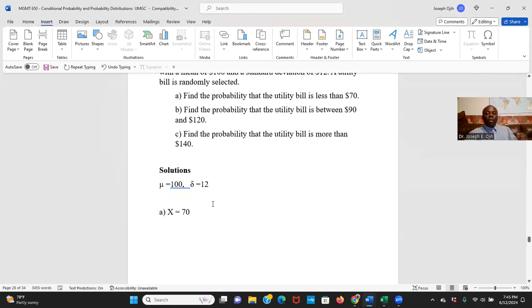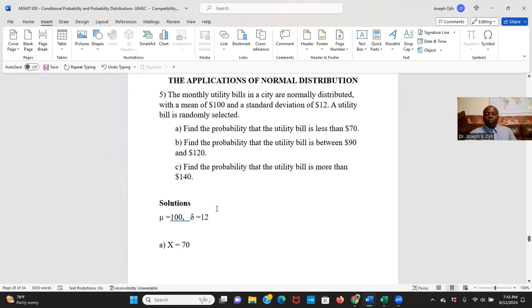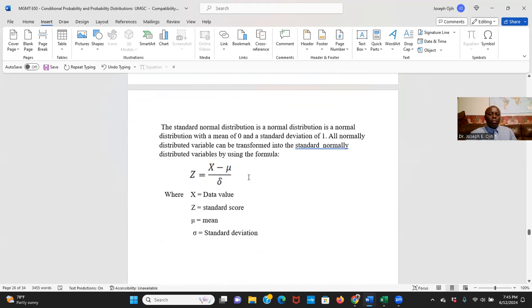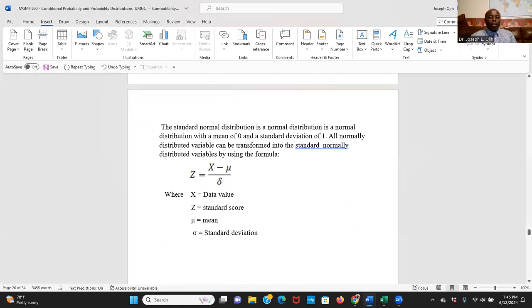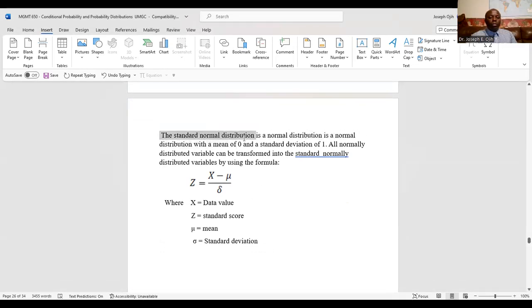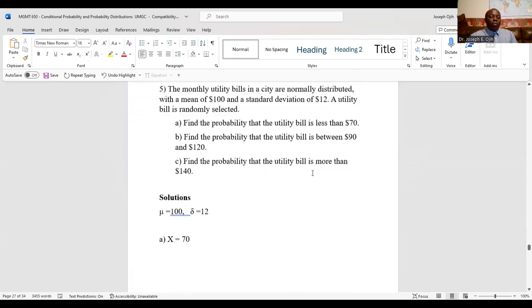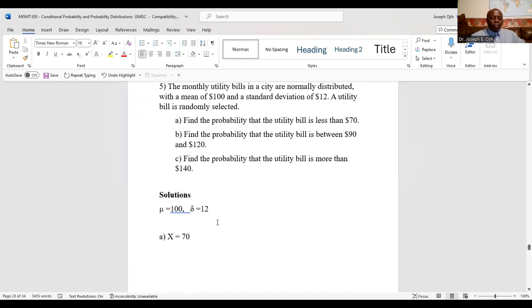Remember that for a standard normal distribution, the mean is 0 and the standard deviation is 1. I think there's a place I wrote that definition down. Okay, it says the standard normal distribution is a normal distribution that has a mean of 0 and a standard deviation of 1. See? So now we have that in mind when we solve part A.